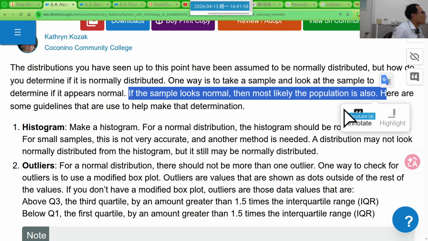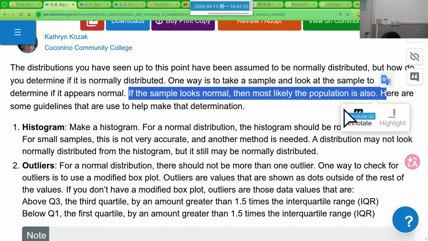Why do we learn statistics? Because technically and economically, it's very hard, even impossible, to get all the information from the population. Thus, we need to select representative samples. The sample is smaller than the population, so it is feasible, economical, and easier. If the smaller sample looks normal, then most likely the population is also normal.